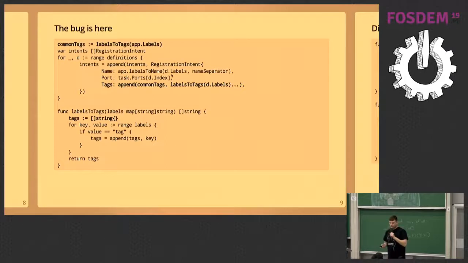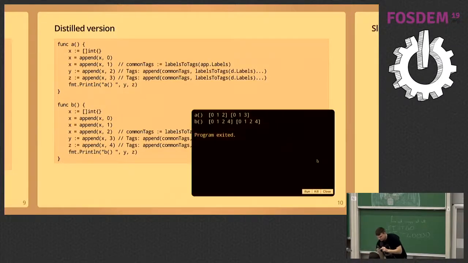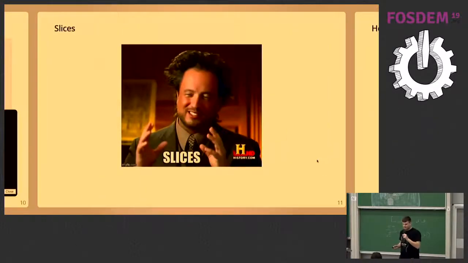I will unroll this for loop for you. So it looks like this. And you can guess what function A and function B print. Like, I haven't been expecting this at the time. So what happened? Yeah, slices.